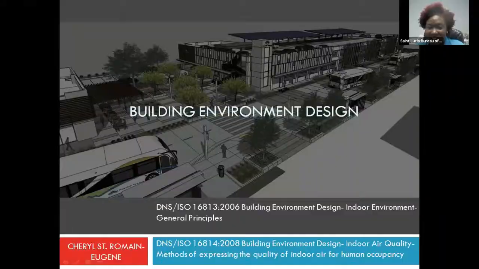Okay, so at this time, I would like to introduce Ms. Cheryl Saint-Romain, who will be doing the standards for building environment design. And there are only 2 standards under this series. And these standards are ISO 16813, building environment design, indoor environment, the general principles, and 16814, which is indoor air quality, method of expressing the quality of indoor air for human occupancy.